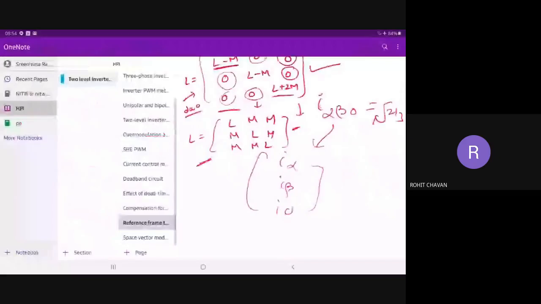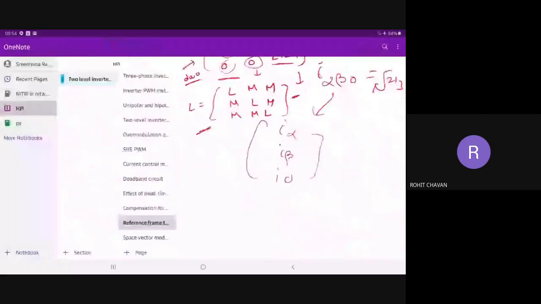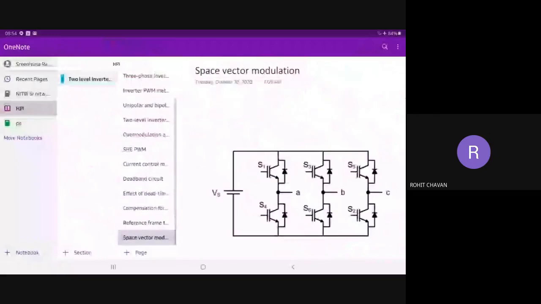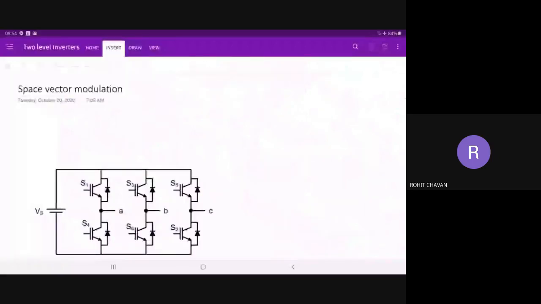You will get more when you study. Maybe you have different subjects, like a grid integration course, and you have a separate course for machine modeling. All these courses discuss this transformation. Okay, so now we'll come to our actual discussion.